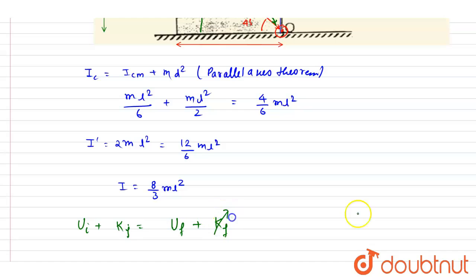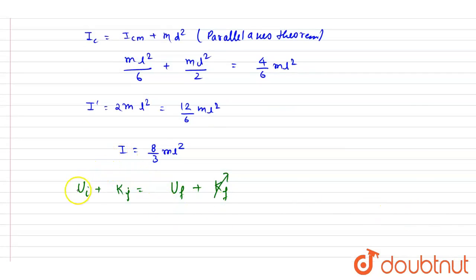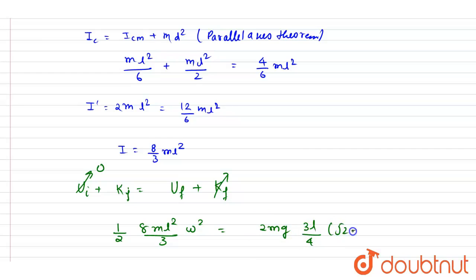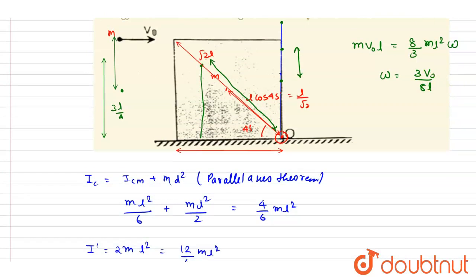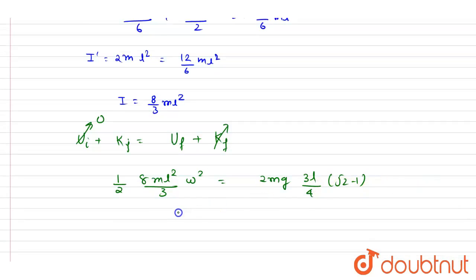Since we are giving just enough kinetic energy, the final kinetic energy will be 0. Initial kinetic energy, I will write down half I omega square, and final potential energy, so the mass is 2m, right, 2mg, and as we have seen, it traveled 3L by 4. Put the value of root 2 minus 1 as 0.4 and put the value of omega as 3 V0 by 8L.